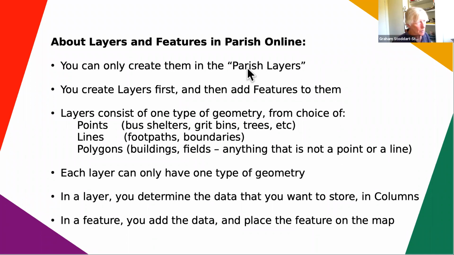Parish layers is where we create the infrastructure for the data that you add as features. The layer consists of one type of geometry, points or lines or polygons, and you can only have one type of geometry per layer. And you're going to create columns. For clarity's sake, Nick, we're going to use exactly the same as yesterday: 3 columns of name, date, and status. Status will have exactly the same 3 allowed values of not yet started, under construction, and finished. And then we'll add data.